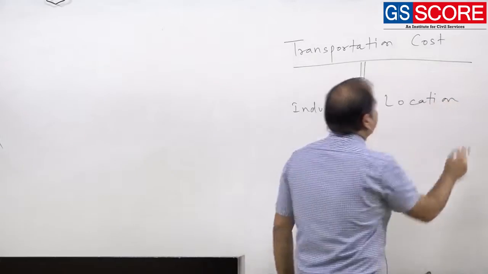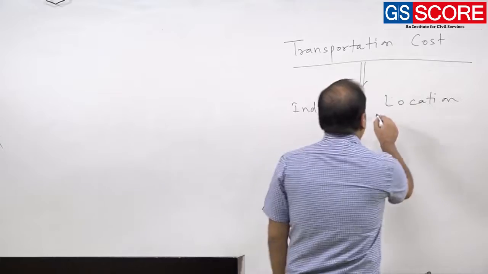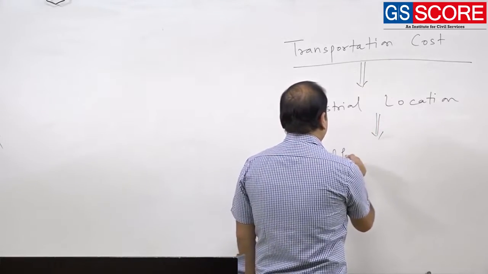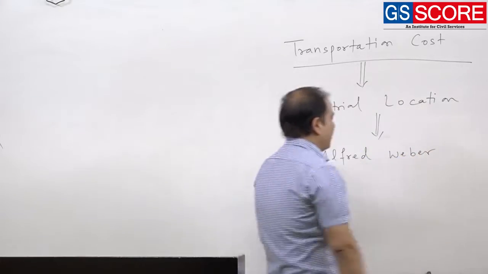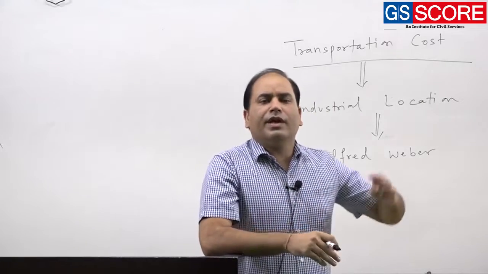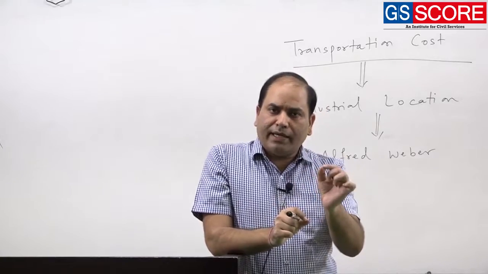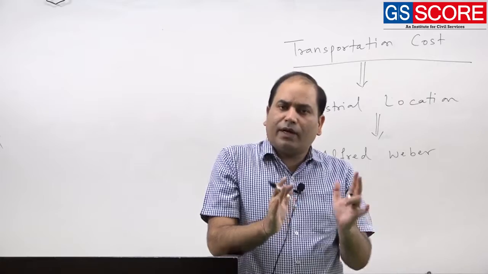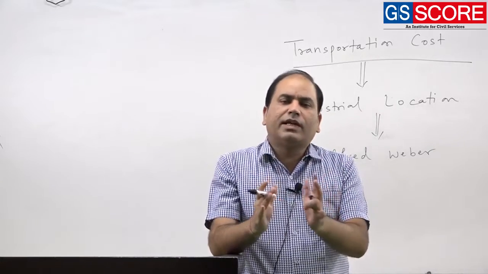This industrial location theory was proposed by a German economic geographer and economist, Alfred Weber. He was the brother of the very famous sociologist Max Weber. He proposed the theory in 1909, and the main idea, the main objective behind this theory of Alfred Weber was to find out the optimum location to set up an industry.